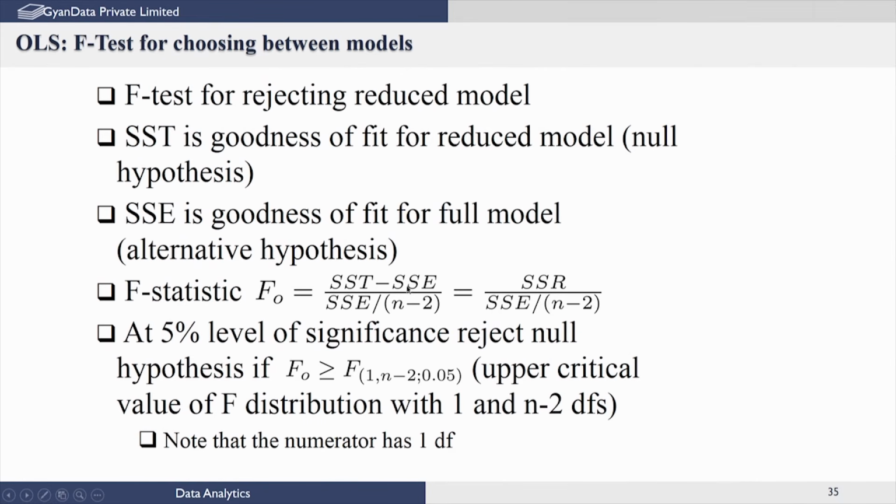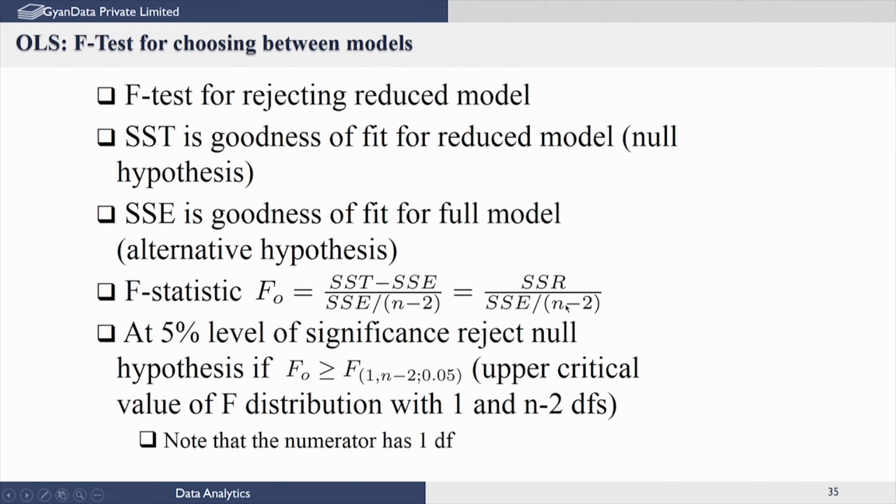So, the numerator, which is SSR, has only 1 degree of freedom, which is n minus 1 minus n minus 2, whereas the denominator SSE has n minus 2 degrees of freedom because it has two parameters which are fitted. So, we are dividing the SSE by n minus 2, the number of degrees of freedom. So, average sum squared errors per degree of freedom, that is what we are saying, okay? And that is your normalization.